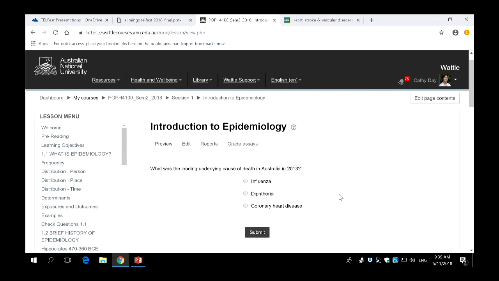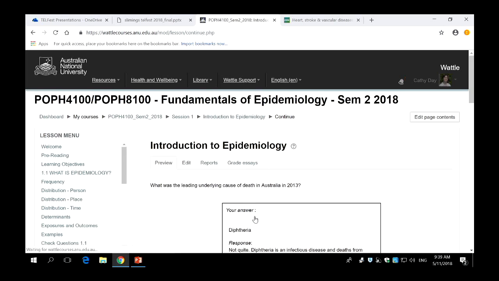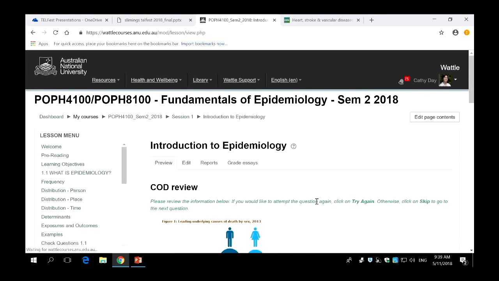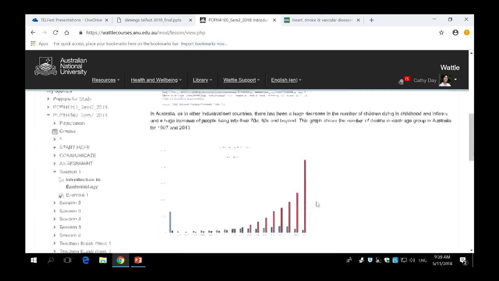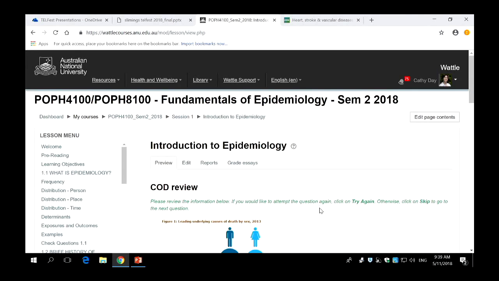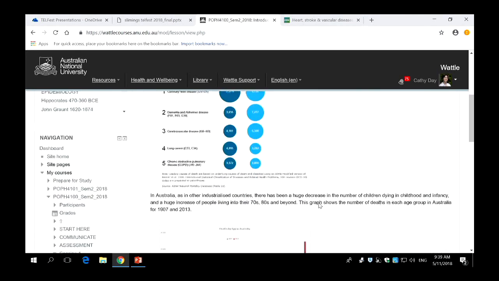But what happens when you get it wrong? Here we're asking what was the leading underlying cause of death in Australia, and you all remember it was coronary heart disease. We're going to incorrectly answer diphtheria here. And it tells us no. It tells us a little bit about diphtheria. That's a wrong answer. But then it takes you back to the page where you originally gathered the information. And again, the feedback from the students is they like that. It's like, oh, yeah, now I get it. I remember I was supposed to have looked at that.